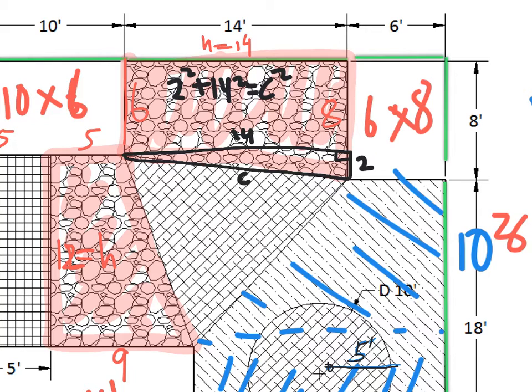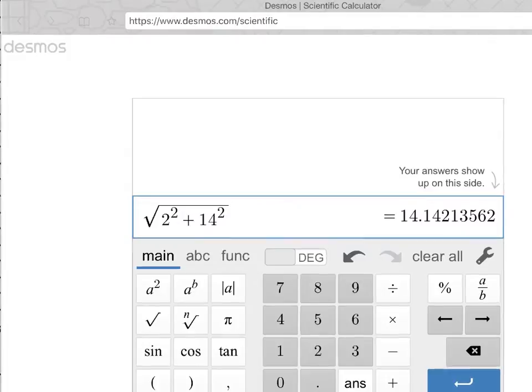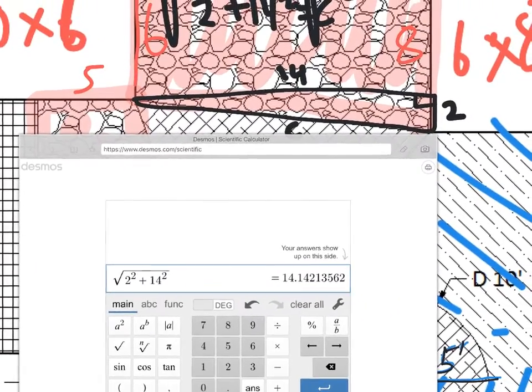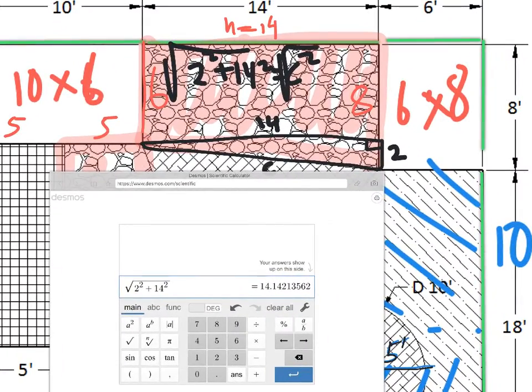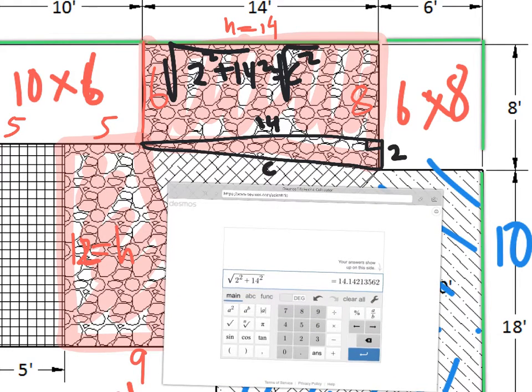So with our calculator, we can square root both sides and we can find C. And I would recommend just typing it all in like this. Square root of 2 squared plus 14 squared. That's how I type it out on the job site. And on the calculator, just bust that out. We got 14.14.